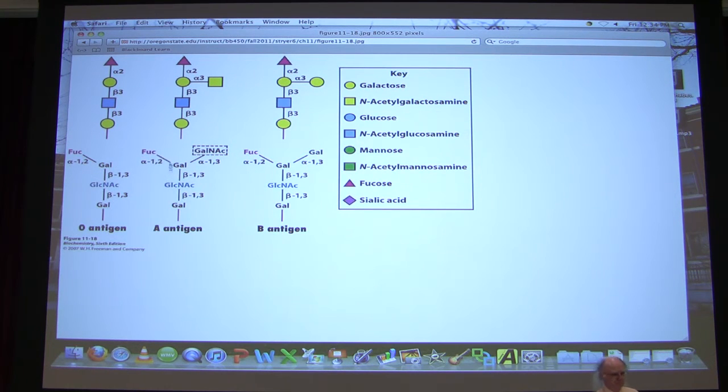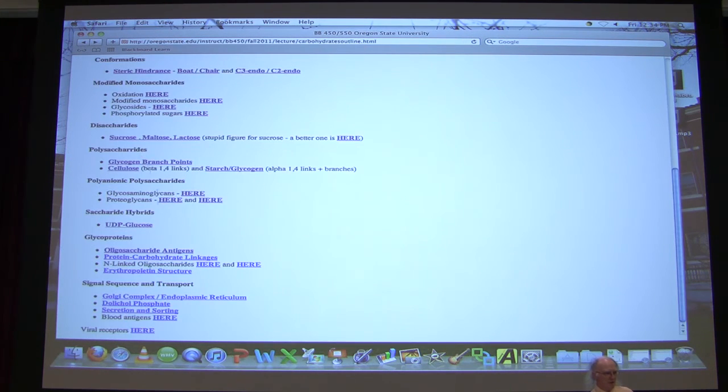Yes? So I see that we have an antigen for A and for B separately, but what about people that are AB blood type? They're going to have an immune system that'll recognize combinations. Okay.